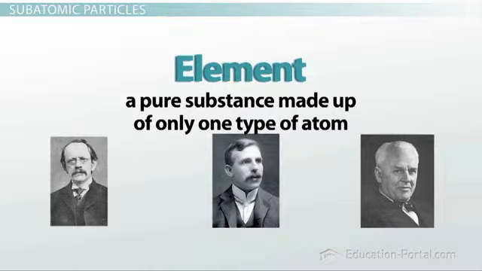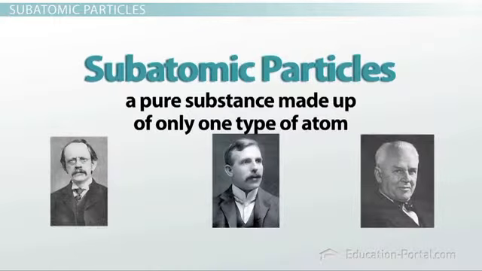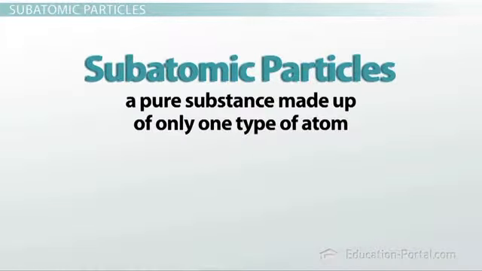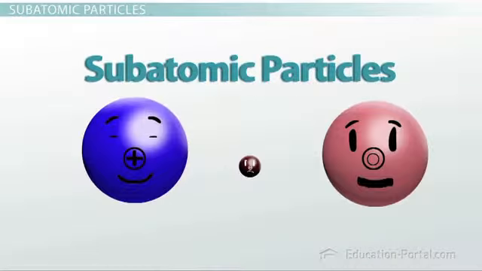Thomson, Rutherford, and Millikan, all scientists, discovered that atoms were made up of even smaller particles called subatomic particles. This lesson is going to focus on the three main subatomic particles: the proton, neutron, and electron.